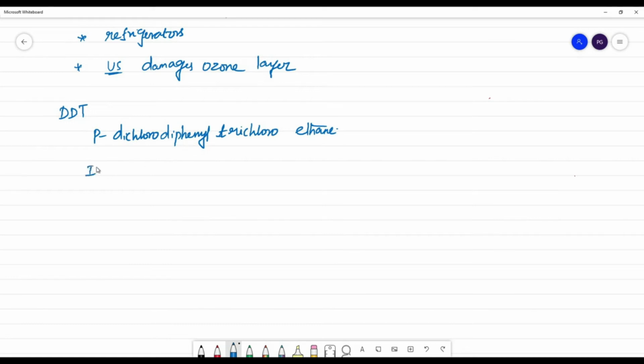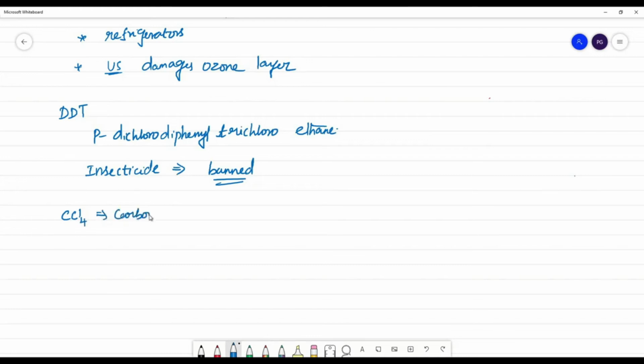This is the most important insecticide. But we are not using this now. It is banned because it is very poisonous. Next, what have they given? Carbon tetrachloride, CCl4.